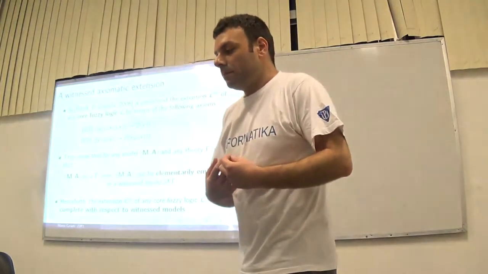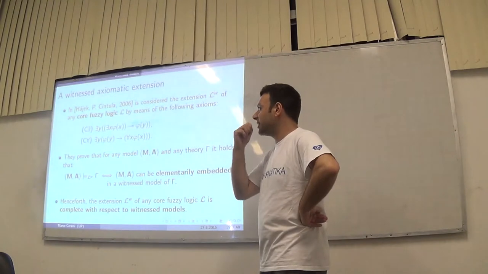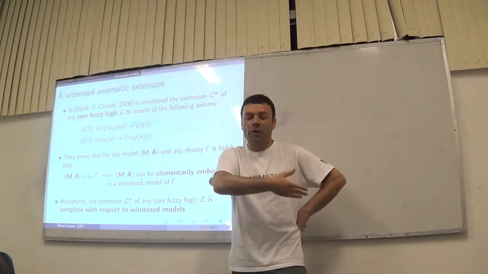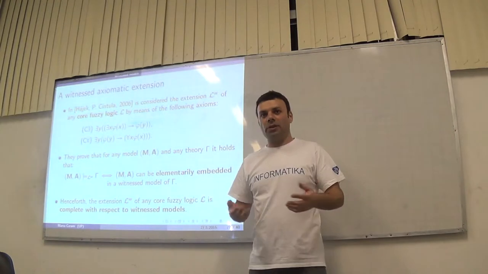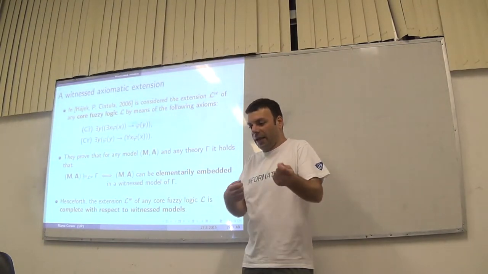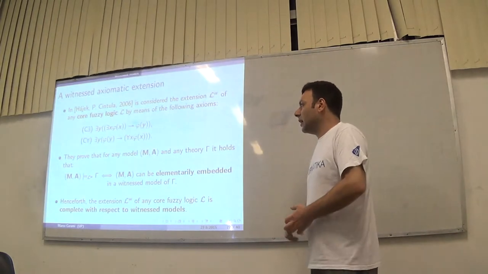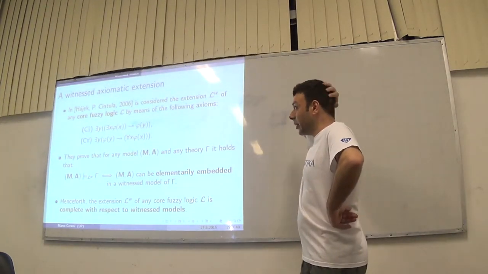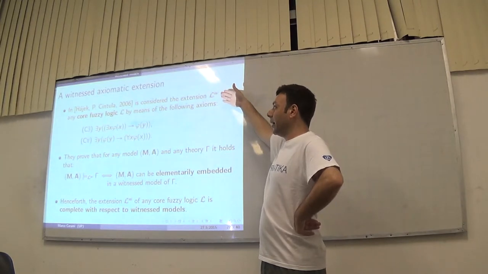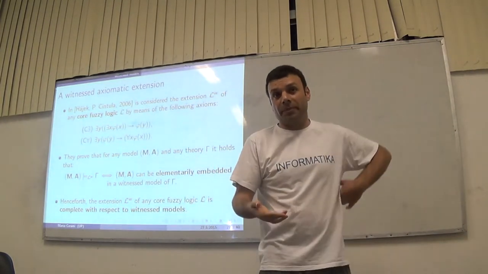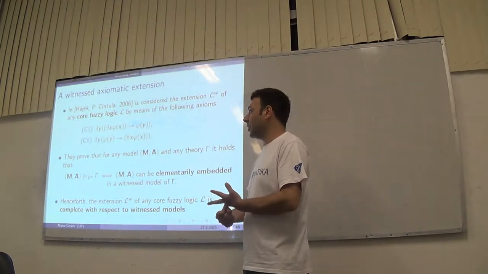The idea is seeing under which condition we can say that a logic, an axiomatic system among the ones that we have defined before, always has witnessed models, always has this feature that the universal and existential quantification coincide with some instantiation. The solution of Hájek and Cintula in 2006 is considering an axiomatic extension of a core fuzzy logic, as we have seen, that is an extension of MTL, that has local deduction theorem, invariance under substitution, and is finitary.